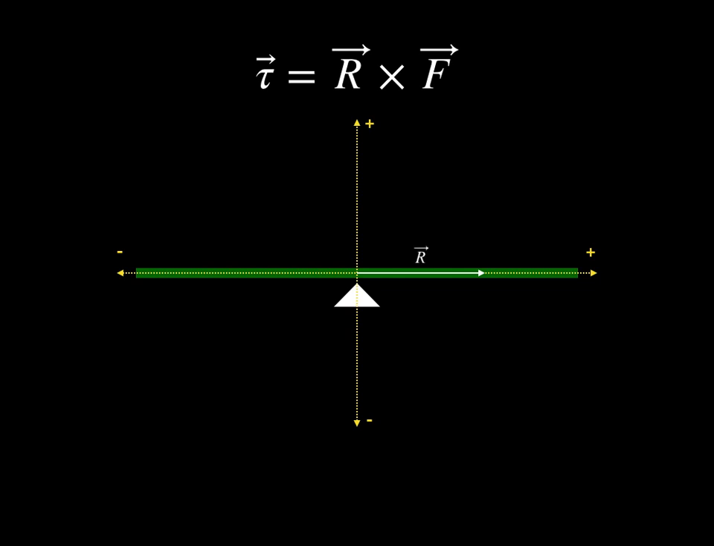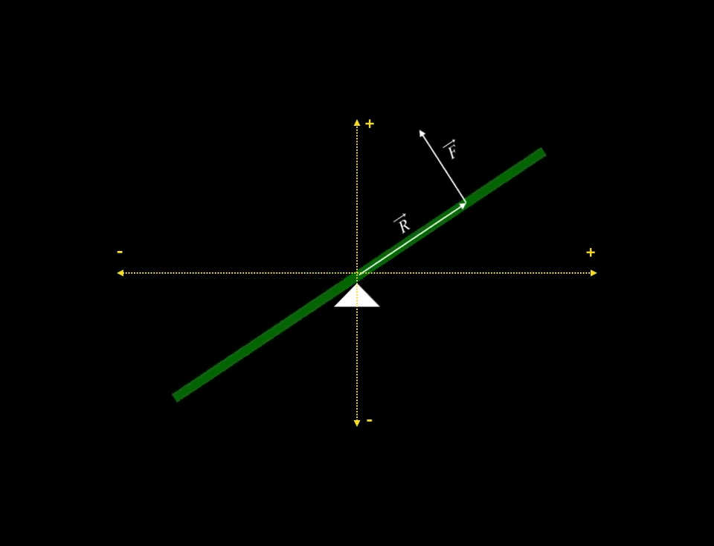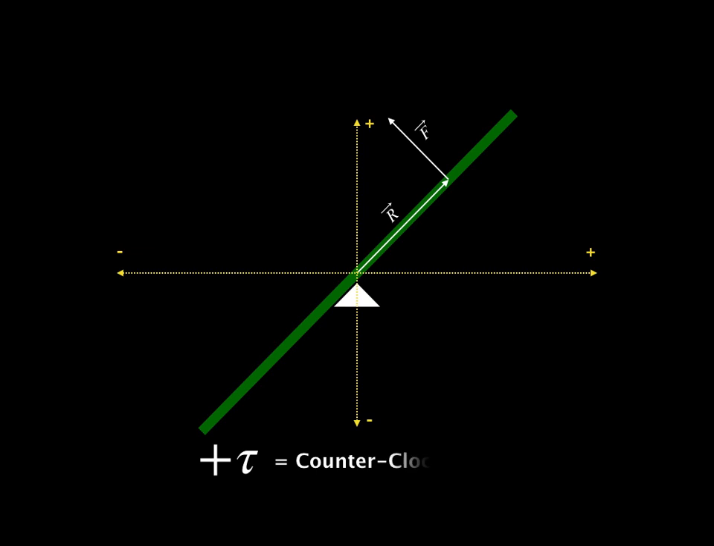Let's begin by taking our lever arm and extending it along the body from the pivot. Then we will place the force perpendicular, as is the rule for torque. Notice that when I take a positive lever arm times a positive force, I get a positive torque. This positive torque produces a counterclockwise rotation and is the reason that all measurements of angles are positive and move in the counterclockwise direction from any axis.